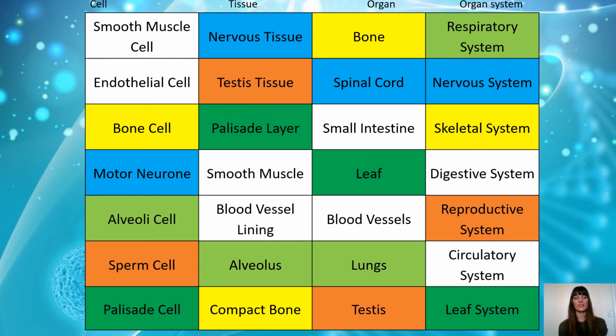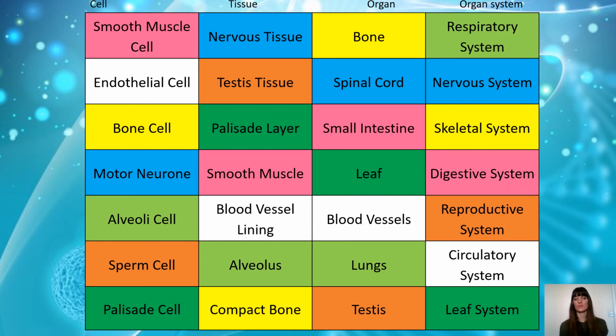And the next one you should do is the smooth muscle cell. So smooth muscle cells make up smooth muscle. They are part of the small intestine that makes up the digestive system, and that's left the final one, which is the endothelial cell, is part of the blood vessel lining, which makes the blood vessels, which is part of the circulatory system. So hopefully that's helped a little bit with understanding how cells make up tissues, that make up organs, that make up systems, and eventually a multicellular organism like you or I.